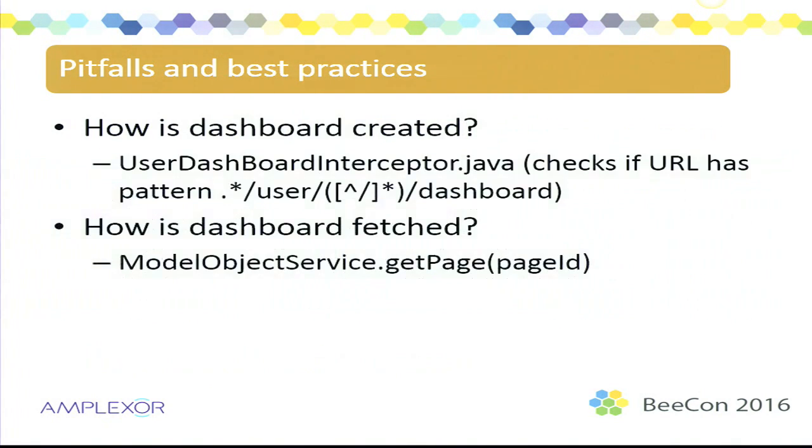Now, how is the dashboard created? Every time you browse to a URL which has the pattern user something dashboard, the user dashboard interceptor class intervenes, and it's going to check if your dashboard already exists in the repository or not. If it doesn't exist, it's going to be created. If it does exist, it's going to be fetched. And that fetching is done by the model object service class. Important to know here is that both those classes are Share classes. They're not Alfresco classes, they're Share classes. So we can modify them, we can extend them per Share instance.